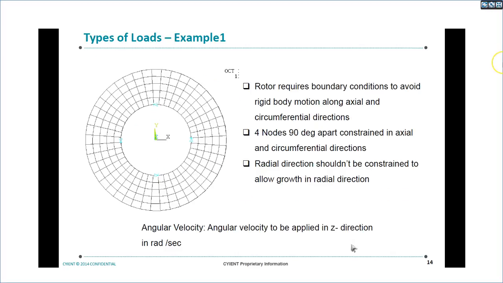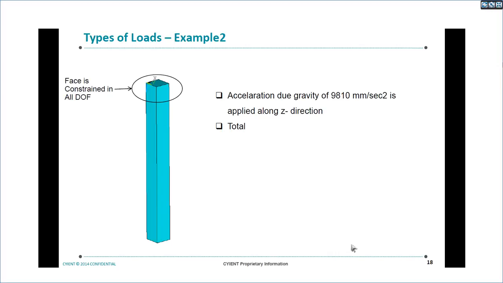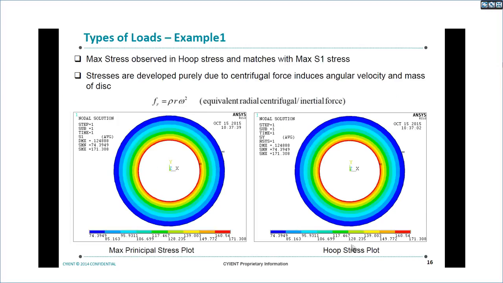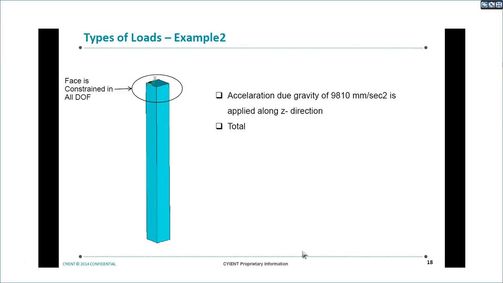So this is the example we discussed earlier. I'll skip this. And coming to the second example, to analyze the overhang bar with self weight. So this is to understand what exactly the body loads are. So here this overhang bar is subjected to gravitational load or self weight. So these are the dimensions. These are the material properties.